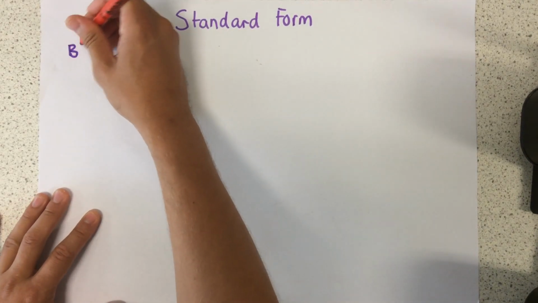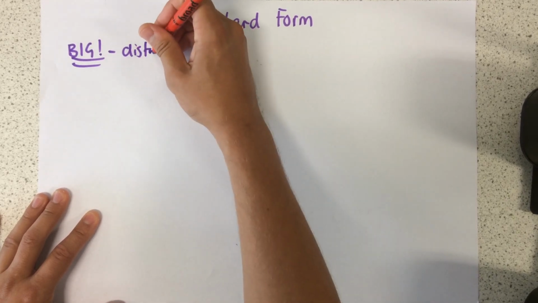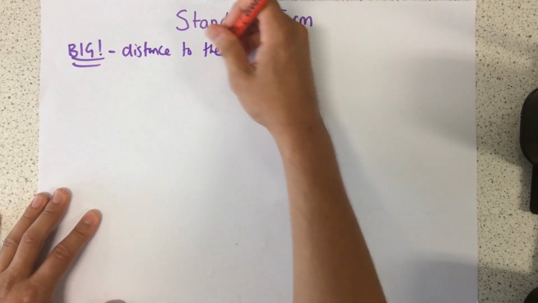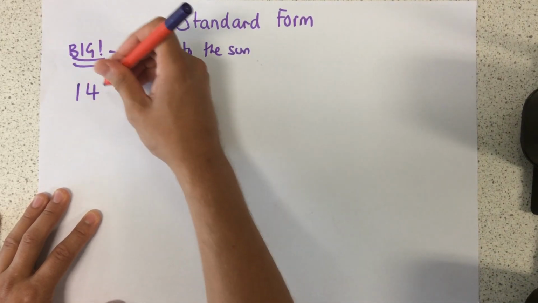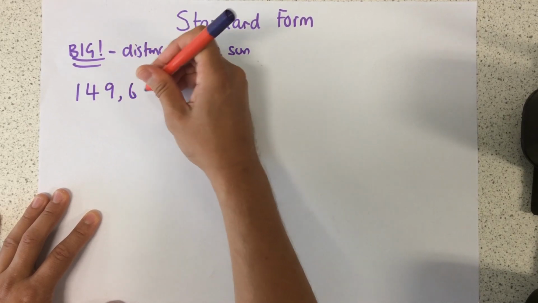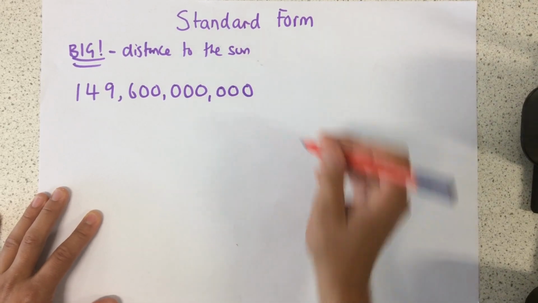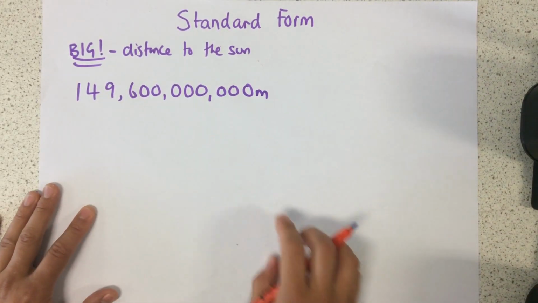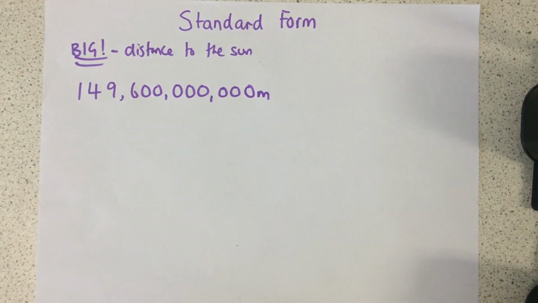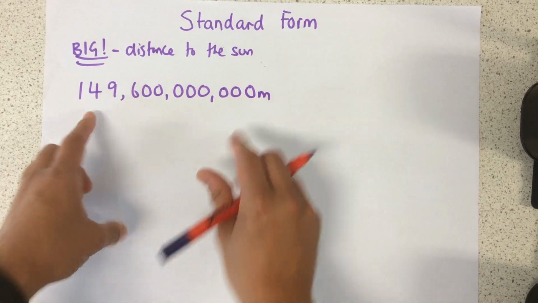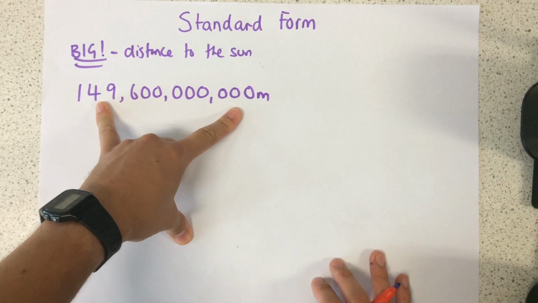So let's imagine, first of all, we're looking at a very big number. For example, the distance from Earth to the Sun. Now this distance in meters is 149,600,000,000. So that is how far in meters it is from Earth to the Sun. Often when we're dealing with space, we're dealing with extremely large numbers because things in space are very, very far away from us.